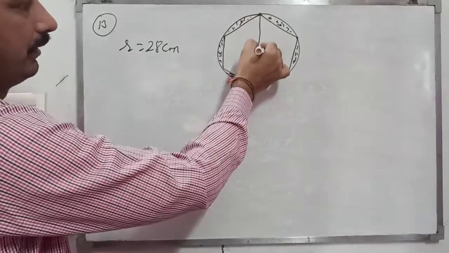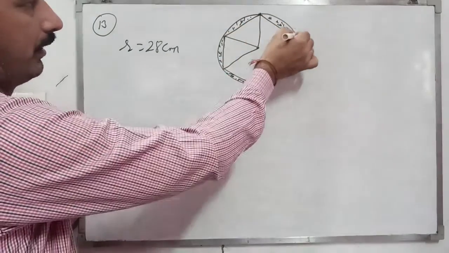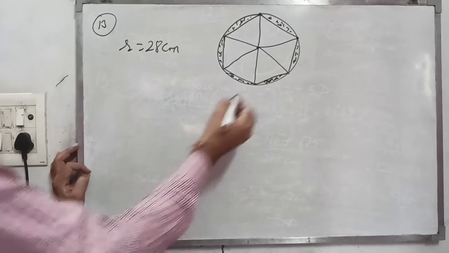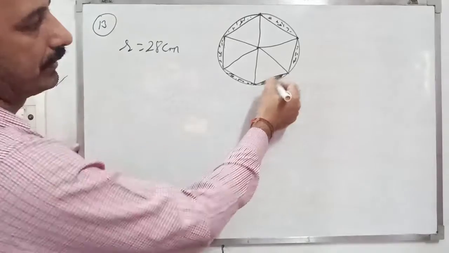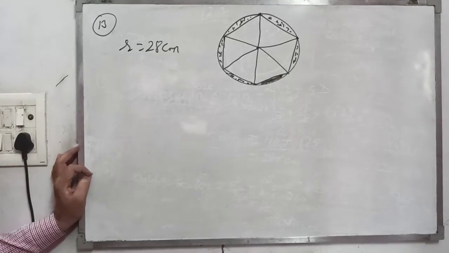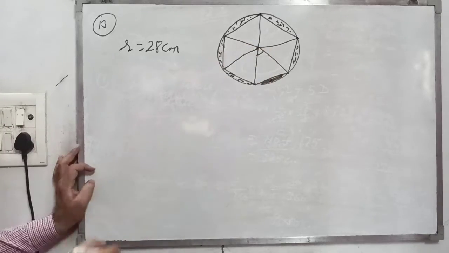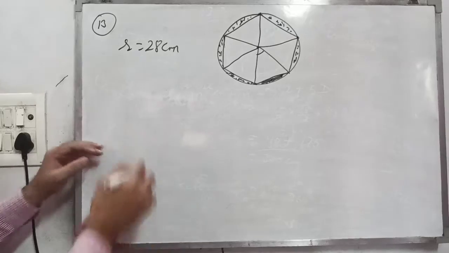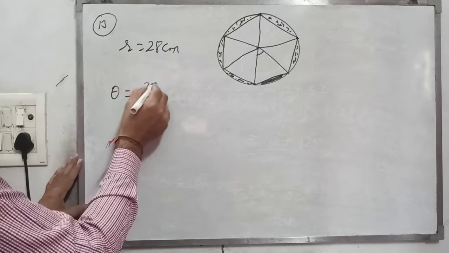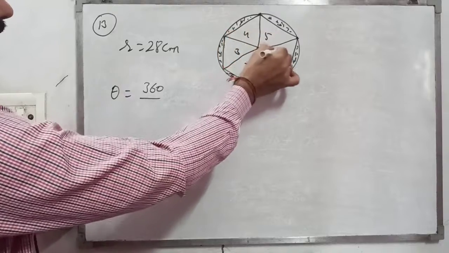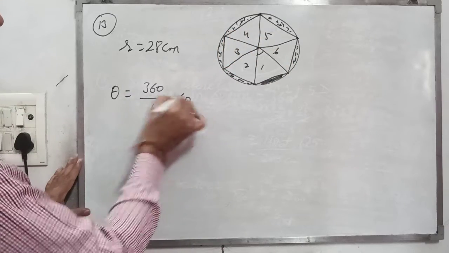So first we find the angle. It becomes a segment, that is a part of a segment. So we want to find the area of 6 segments. Before we find the area, we find theta first. Theta is 360 divided by 6 parts. So it becomes 60 degree.